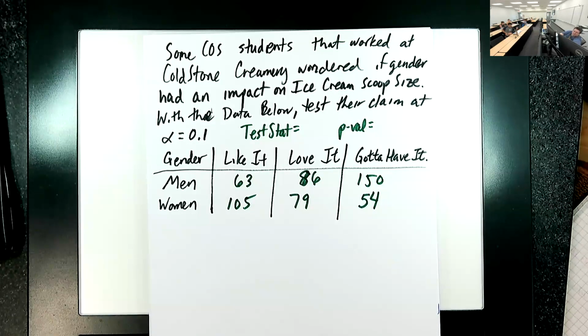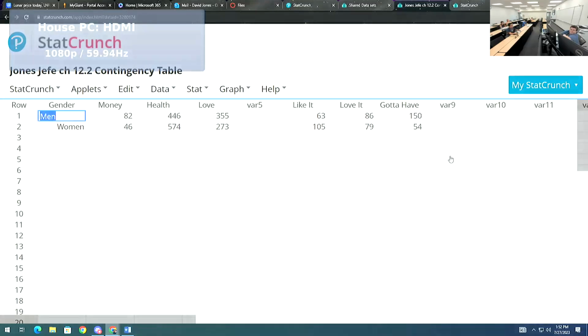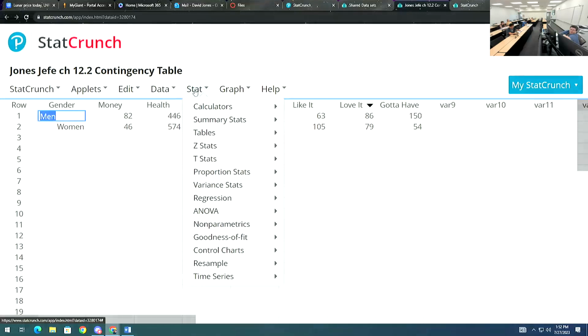All right, so we're gonna come over here and figure out using StatCrunch how to do this. I'm gonna go Stats, Tables, Contingency, With Summary. You only need this for the homework, because I'm doing all this for you.